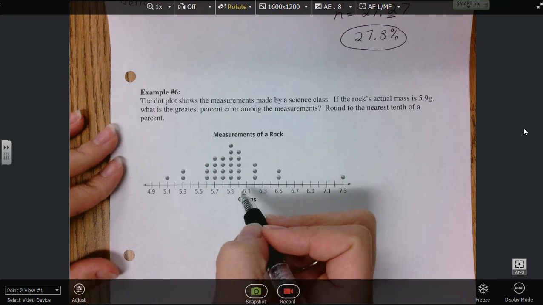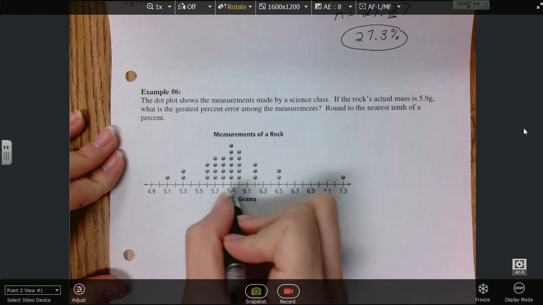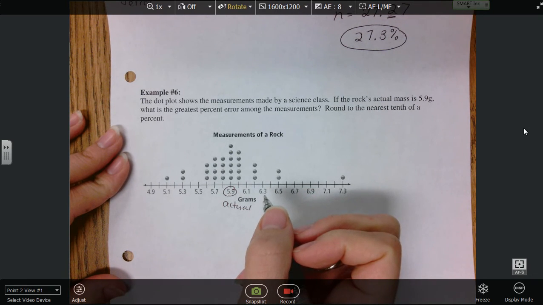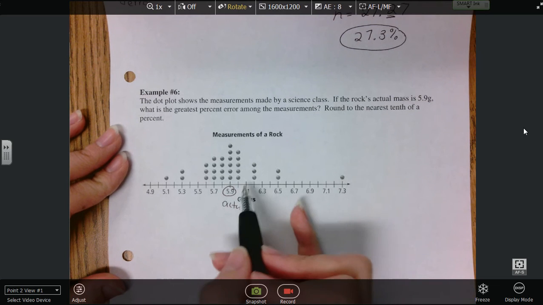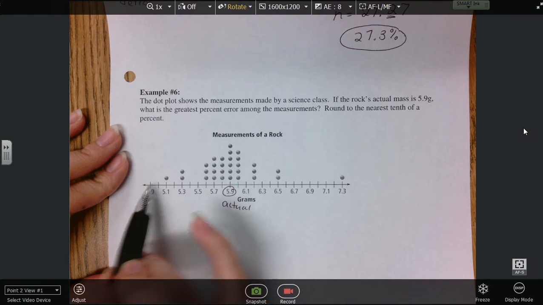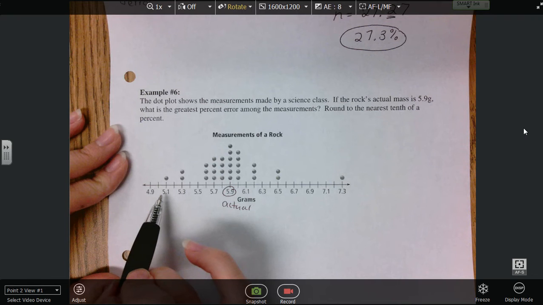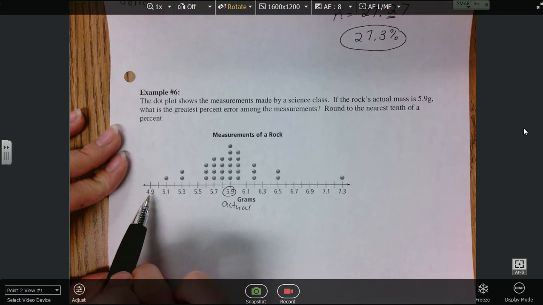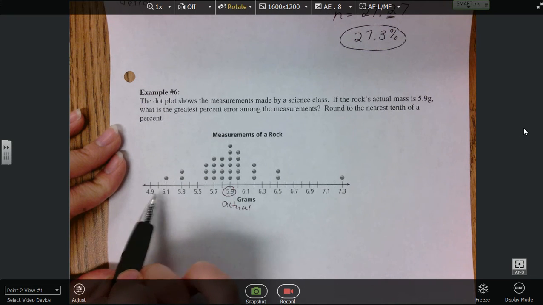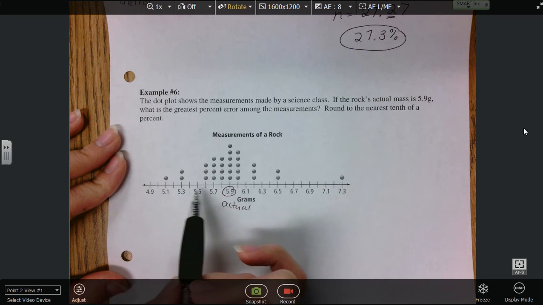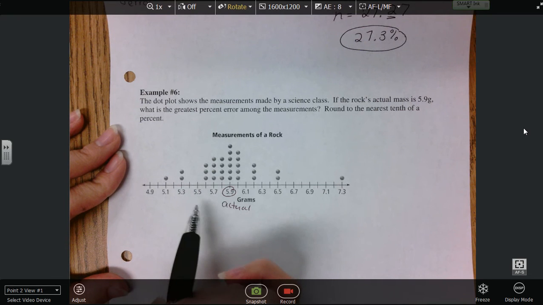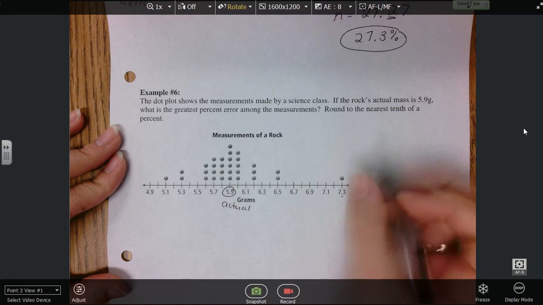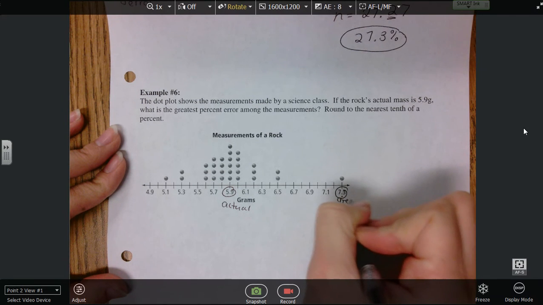So this one says that if the rock's actual mass is 5 9/10, this time here is our actual. They want to know what is the greatest percent error among the measurements. So be careful. If there is not a dot above one of the numbers, then nobody measured the rock to be that value. So you can't go over to 4 9/10 and say that, oh, that's far away from 5 9/10 too. We have to look at who was the most wrong. And that would be this person at 7 3/10. This is the greatest error.